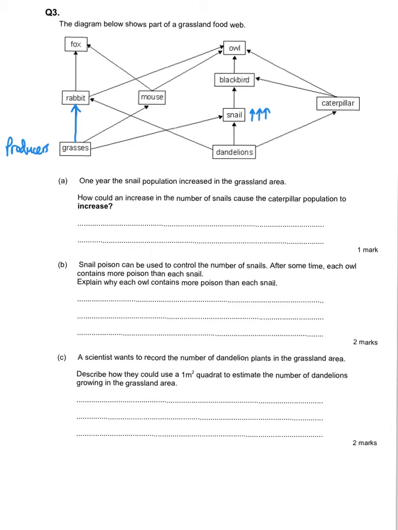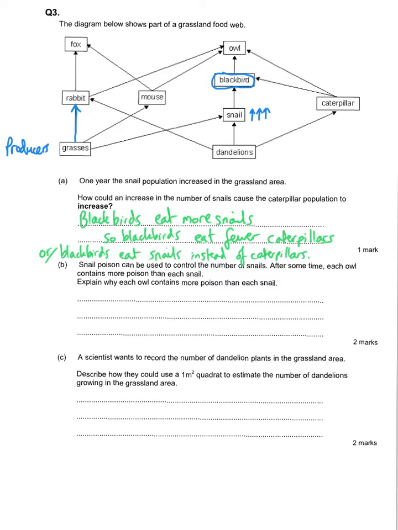Now, the thing that eats the caterpillar is also the thing that eats snails. And so, if there are more snails, there are going to be more snails eaten by the blackbirds. And if there are more snails eaten by the blackbirds, they won't eat so many caterpillars. And so that's what you should say, or you could say blackbirds eat snails instead of caterpillars.